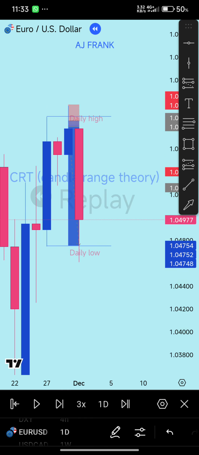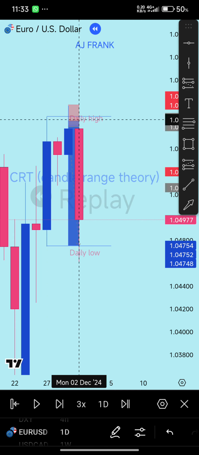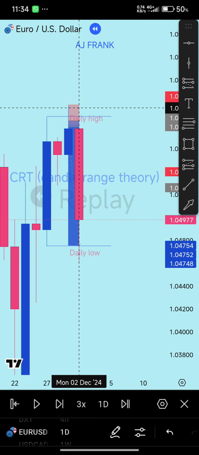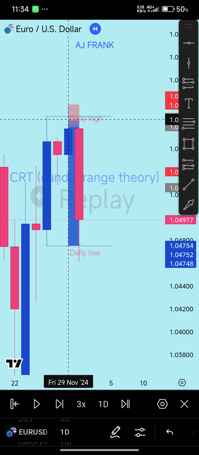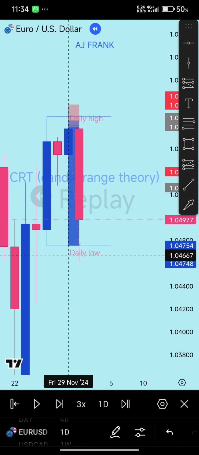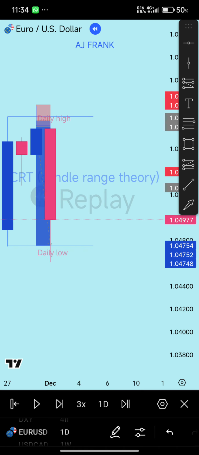So remember how we get this trade. This is that candle right here. This is the daily candle. So we waited for price to break above the high of that candle, then come down. We then take our entry after confirmation on 1 hour and 5 minutes. Then we traded all the way down to the low of that candle. So that's how you trade candle range theory, guys.